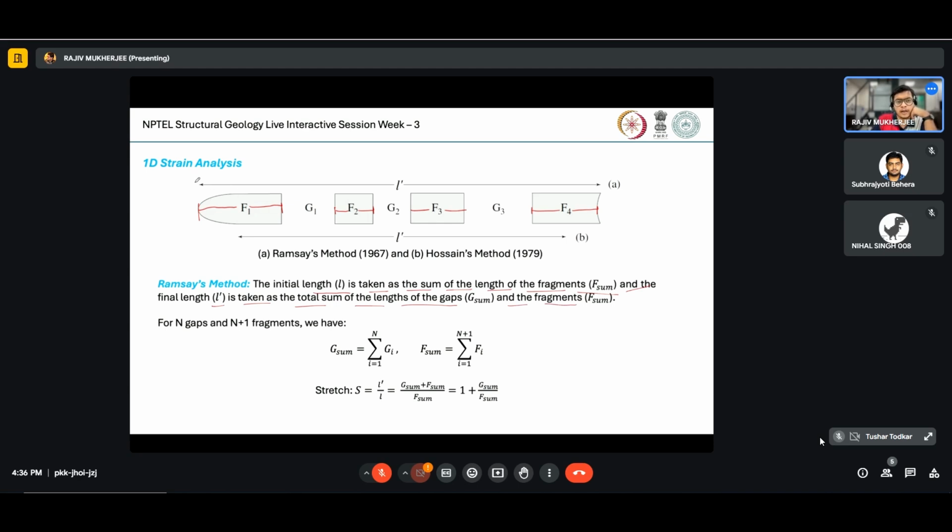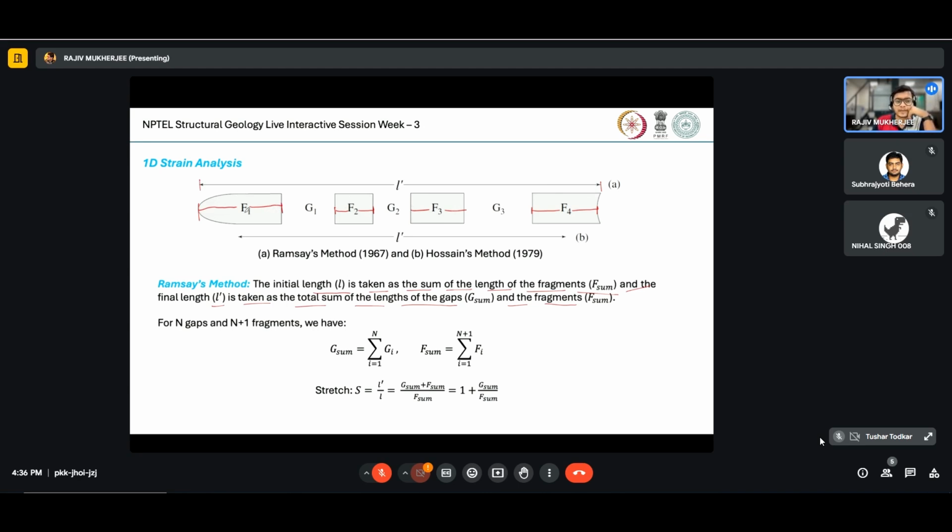So for Ramsay's method, we take the total length, I mean the final length after deformation, which includes the length of these fragments and the length of these gaps as well.